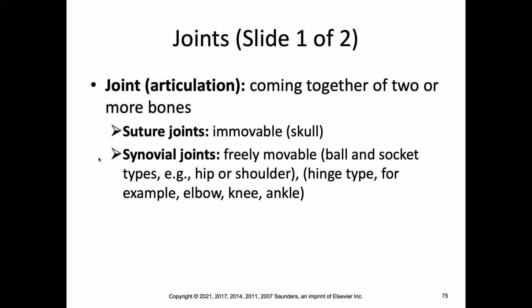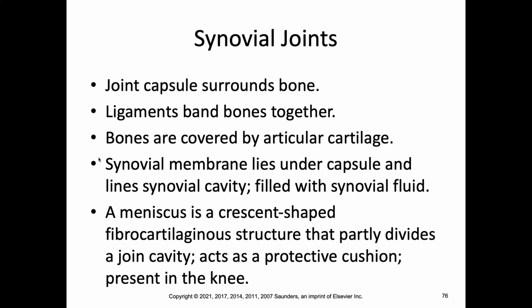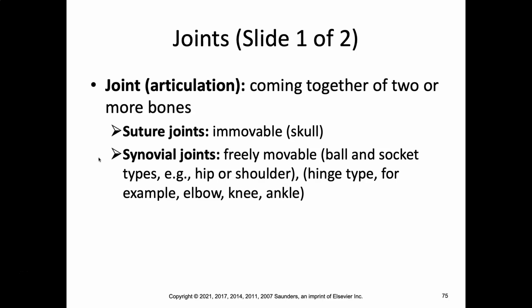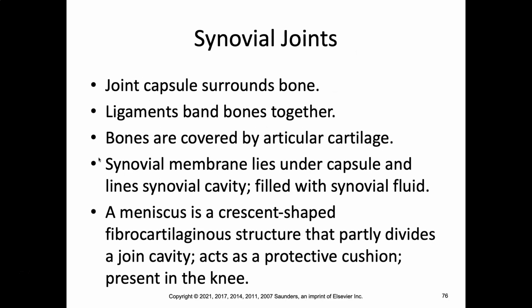Synovial joints are freely movable. There are a couple of different types. You have ball and socket in your hip and shoulder. You have a hinge type for your elbow, knee, and ankle. And just a point here, make sure you know that the skull has suture joints and that you have synovial joints that are freely movable. And you might want to study up the fact that ball and socket are your hip and shoulder, and hinge types are elbow, knee, and ankle. I would say this is an important slide.